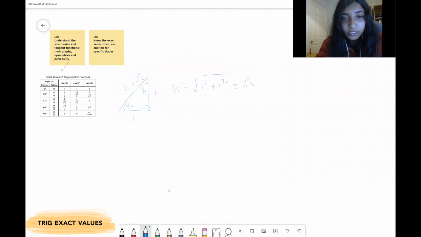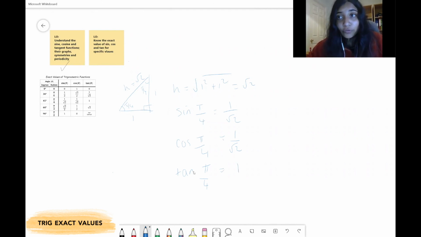And now if we were to do sine of pi over 4, that's just equal to the opposite, 1, over the hypotenuse, root 2, so that's just 1 over root 2. Then if we do cos pi over 4, that's adjacent over hypotenuse, so it's also 1 over root 2. And tan pi over 4 is the opposite over the adjacent, so that's just 1. So that's the derivation of the values for pi over 4.